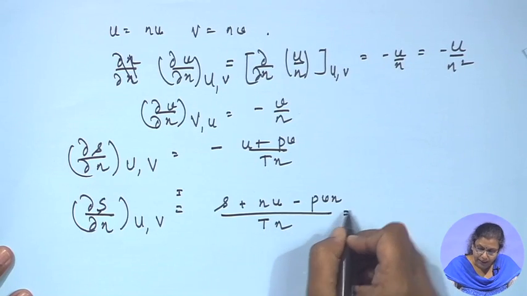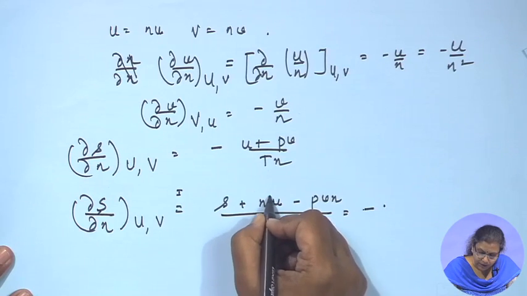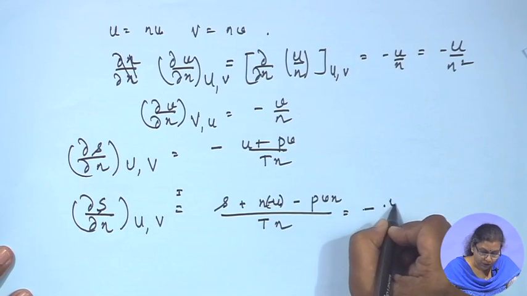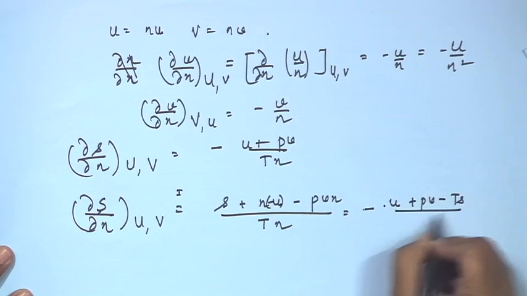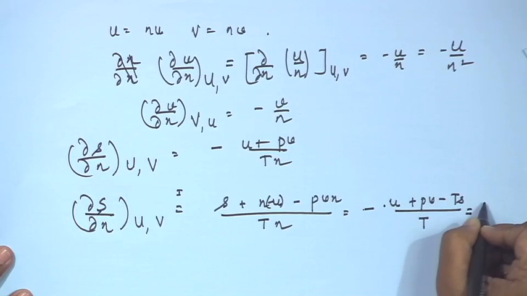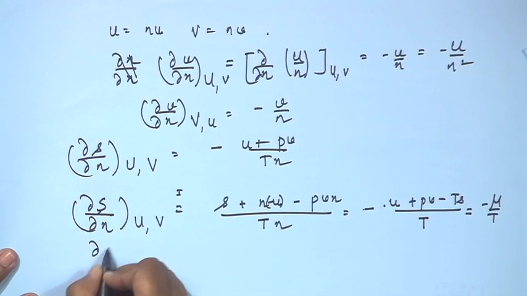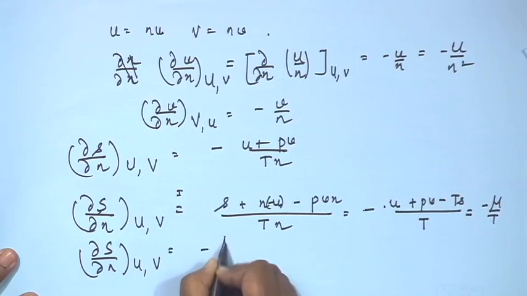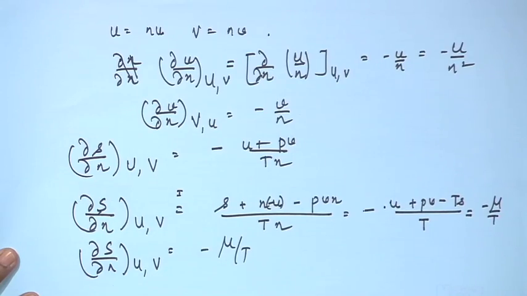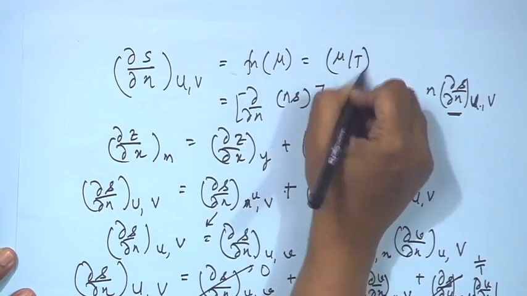From where what do we get? We get minus of U plus PV minus Ts by T, which is nothing but equal to minus mu by T. So therefore what do we get? We get that del S del N at capital U V is nothing but equal to minus mu by T. So therefore we were trying to find this relationship. We know now that this is equal to mu by T.